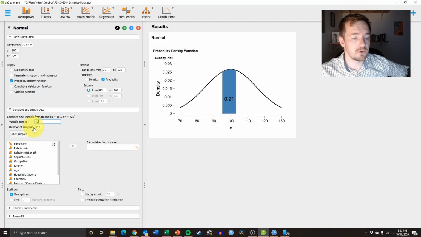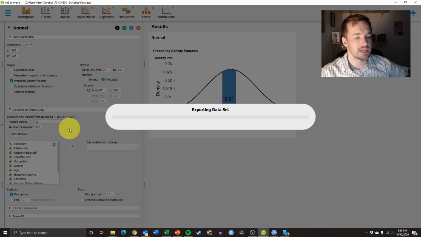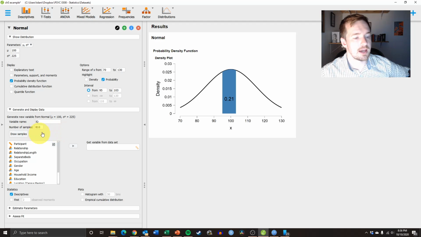and so the column is going to be named IQ. It is going to randomly generate 810 values that would fall along this curve. So it would follow a normal distribution with a mean of 100 and a variance of 225, or standard deviation of 15. And let's do it. So I hit Draw Samples. If you click out of that, it'll create it.